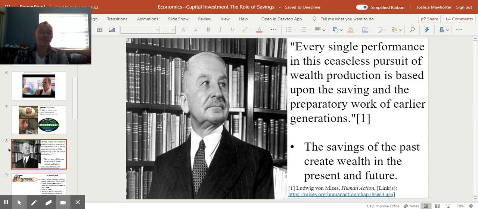Economist Ludwig von Mises said that every single performance in the ceaseless pursuit of wealth production is based upon the saving and preparatory work of earlier generations. His point was that the savings of the past create the wealth of the present and future. And the savings of the present also, presumably, all other things being equal, create the wealth of the future. It's through saving, through investment, through making sacrifices, through making strategic decisions to give up in the past that people don't have to give up as much in the present, and it benefited them in the present and the future.